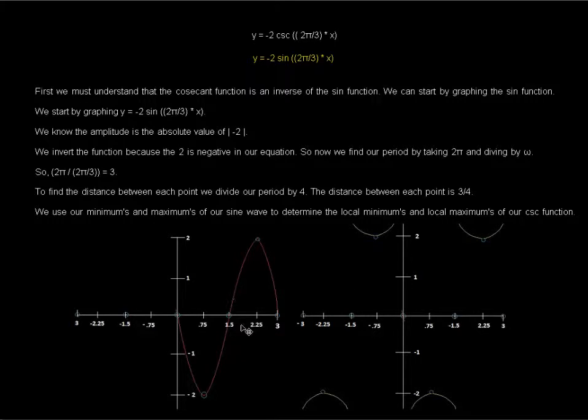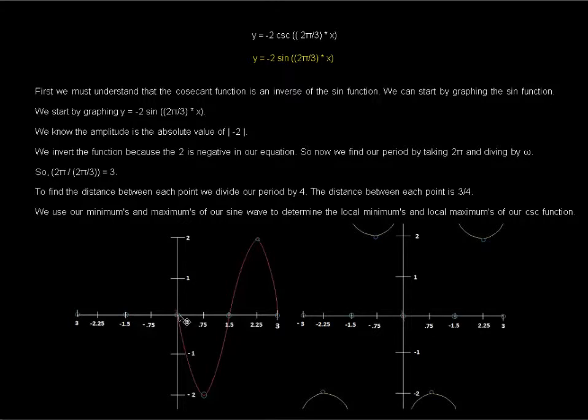To find the distance between each point, we divide our period by 4. The distance between each point is 3/4. We use the minimums and maximums of our sine wave to determine the local minimums and local maximums of our cosecant function. So, as you can see here, our range becomes our domain when we switch to our cosecant function.